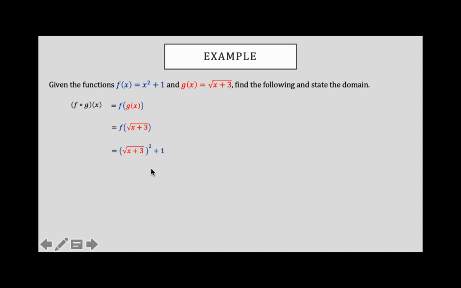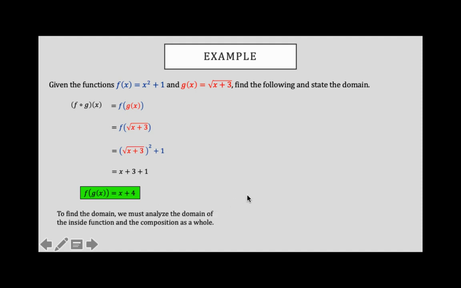All right, let's do some algebra now to simplify. Well, you might recall that taking a square root and squaring, those are inverse operations of each other. That leaves us with x plus 3 plus 1, which gives us our final answer. f of g of x is equal to x plus 4. Now let's find the domain.